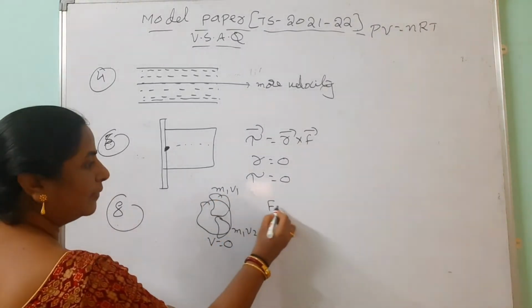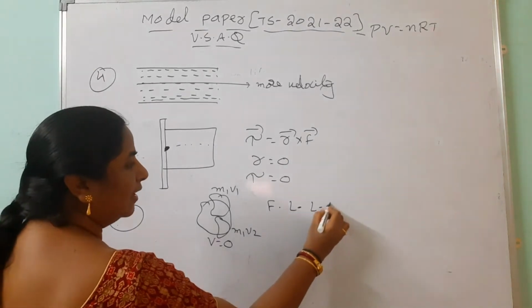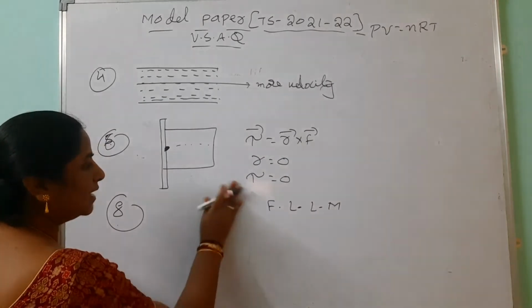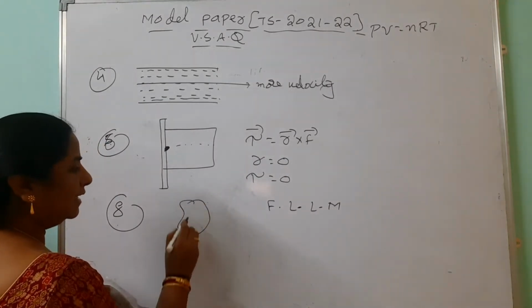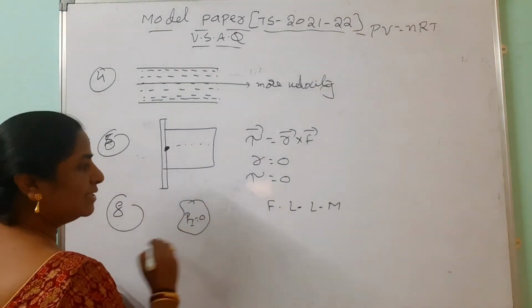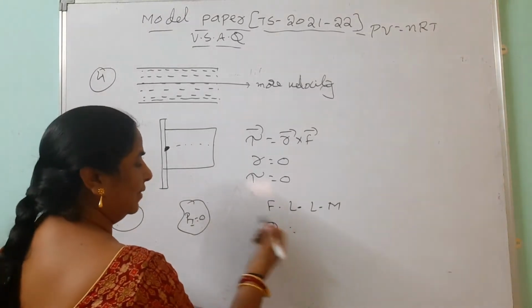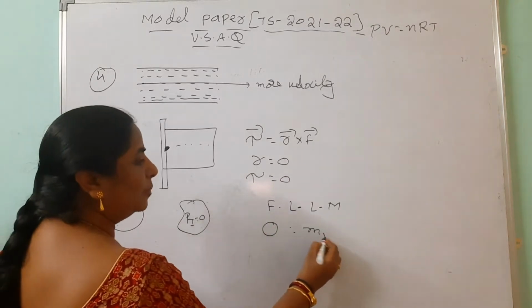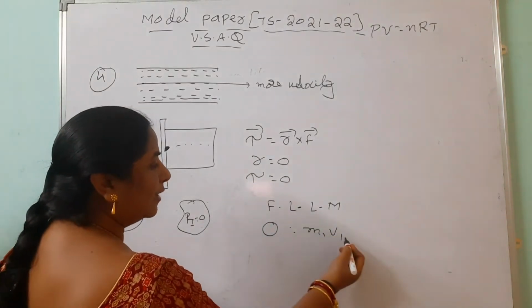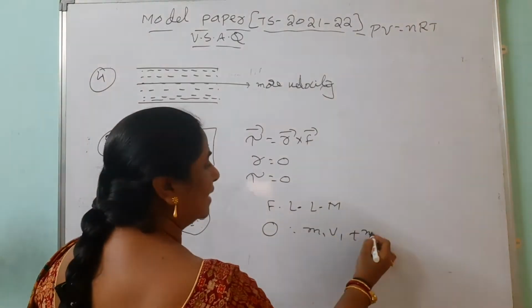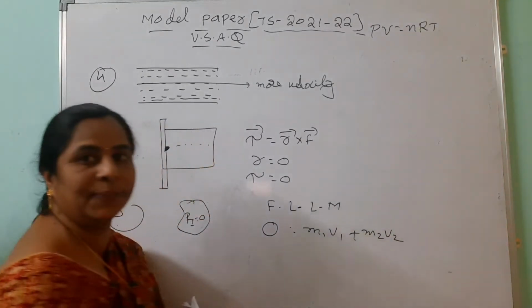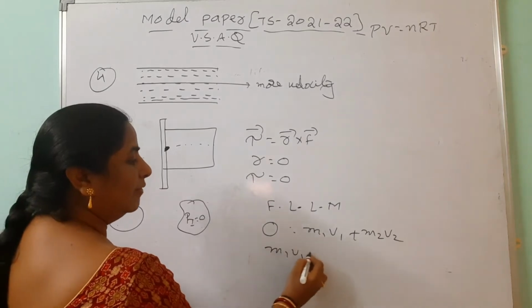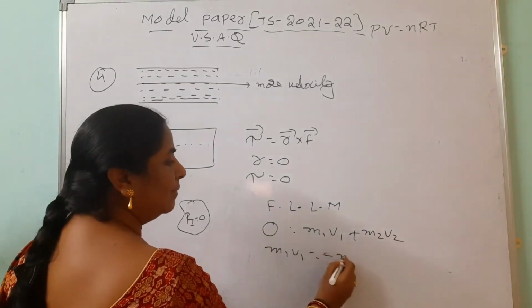You know that from law of conservation of linear momentum. Initial momentum is how much? Bomb is at rest condition means initial momentum equals to 0. So this is the 0. After firing, after explosion, what happens? It is splitted into two parts. First part momentum is m1 v1 plus second part momentum is m2 v2. So total momentum is 0. Now you can equal m1 v1 equals to minus m2 v2.